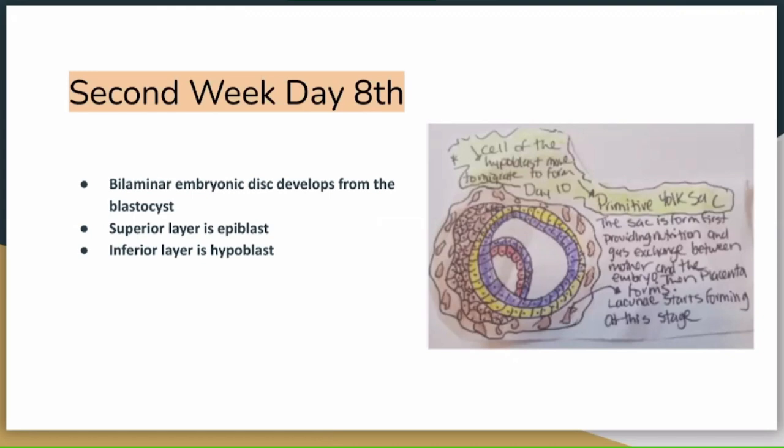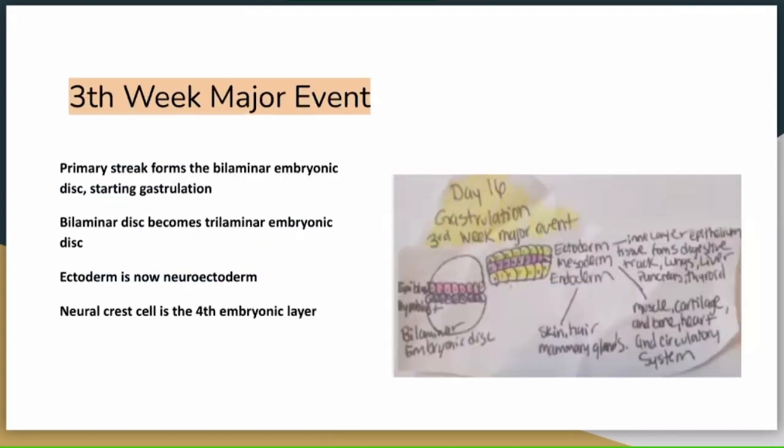During the second week, at day 8, the bilaminar embryonic disc develops from the blastocyst. We have the superior layer, which is the epiblast, and the inferior layer, which is the hypoblast. Third week, we have the major event. This is where the primitive streak forms in the bilaminar embryonic disc, starting gastrulation. The bilaminar disc becomes a trilaminar embryonic disc, and the ectoderm is now the neuroectoderm. Neural crest cells start to form as an embryonic layer.